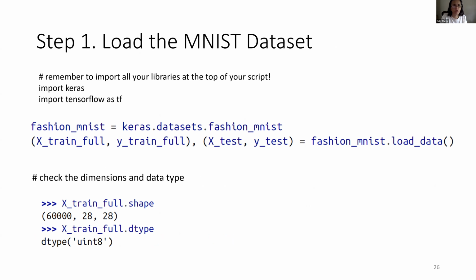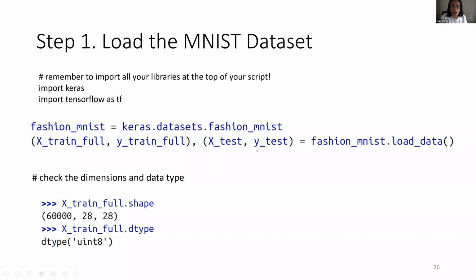So the first thing you need to do is load the MNIST dataset. Remember to import all your libraries at the top of your script. So you would need to import your TensorFlow and anything else you're going to need. You may also import Keras if you're going to use that separately. And so then the next thing we're going to do is import the dataset. So here is the syntax for what we can do. This will download it from their site.